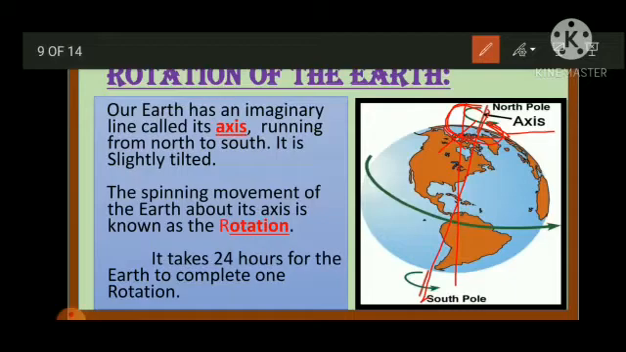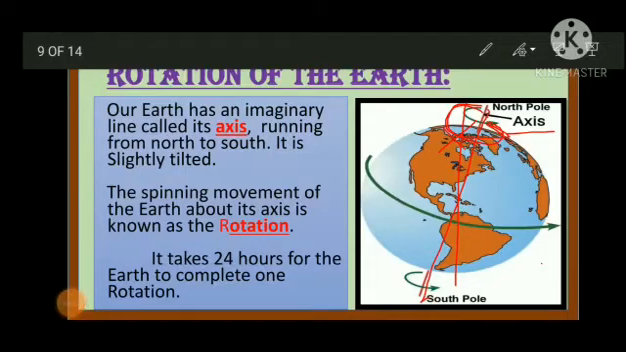By an example, we can understand this rotation clearly. We have to pierce a knitting needle through the center of an orange. Okay? Keeping the needle still, turn the orange about the needle. Just as the orange turns about the needle, the earth also turns about an imaginary line that passes through its center, okay, which is the axis. Understood? The spinning movement of the earth about its axis is called the rotation.